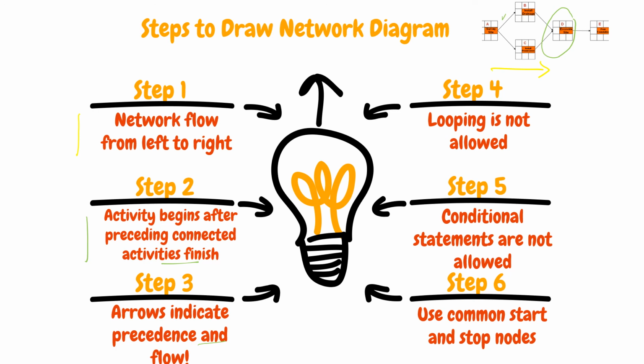Looping is not allowed, unlike some other flow chart notations. Conditional statements are not allowed within a network diagram, and we use common start and stop nodes.